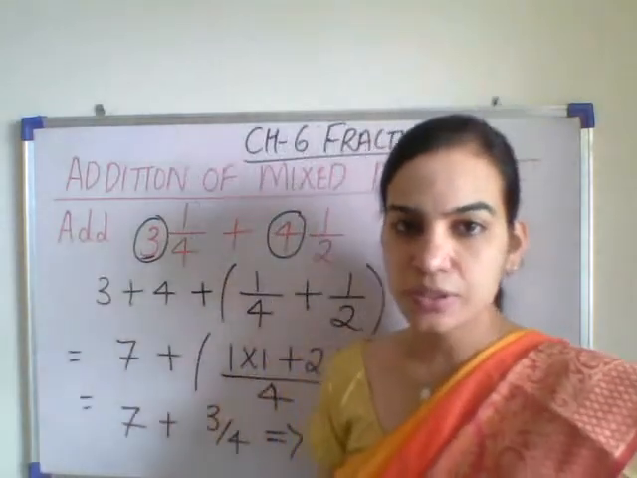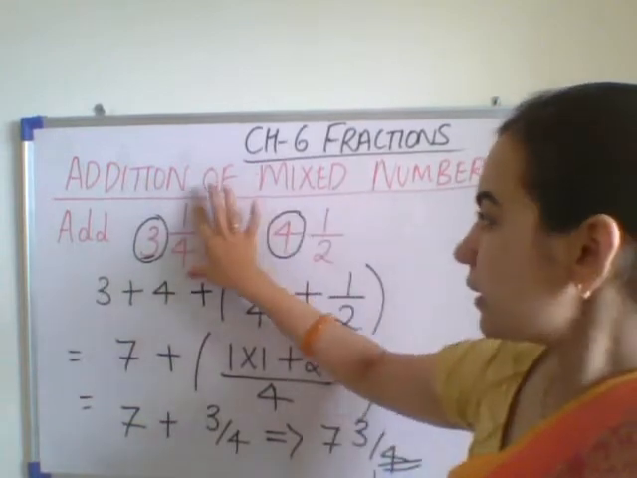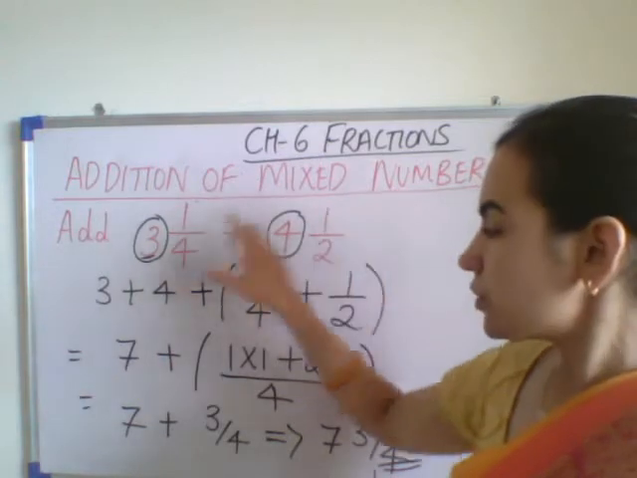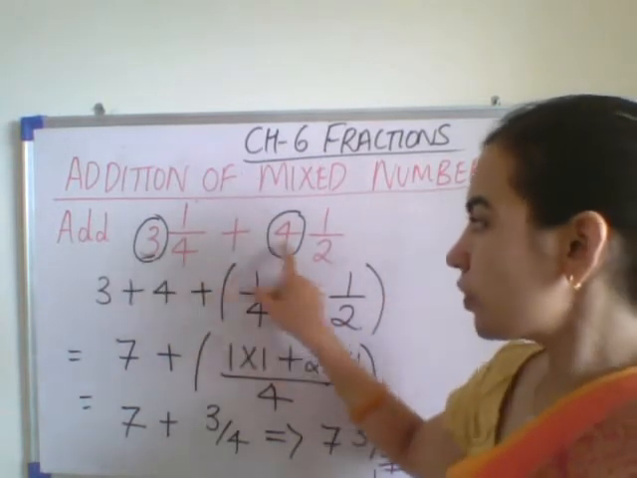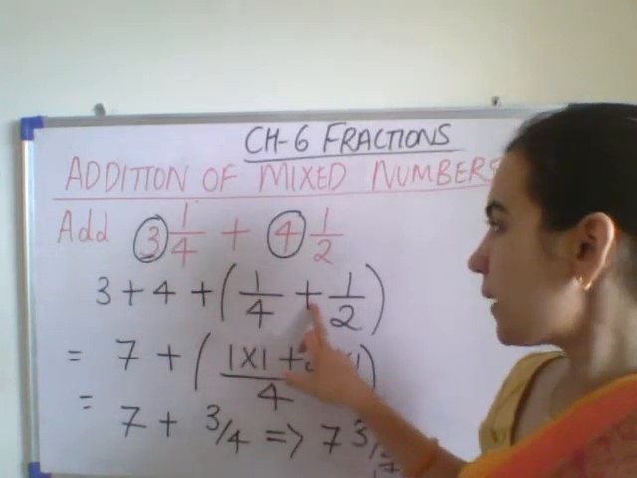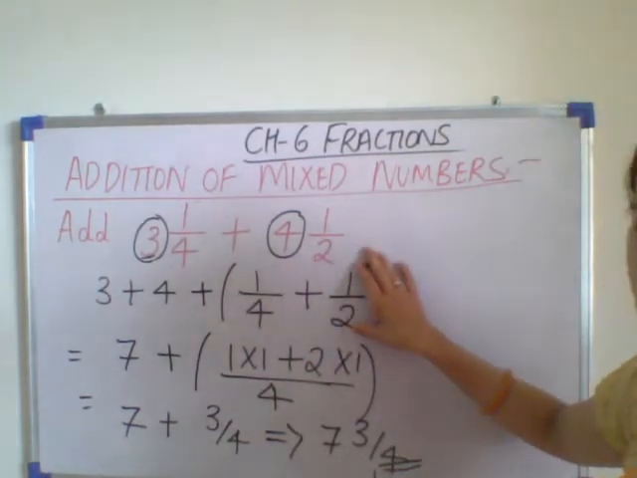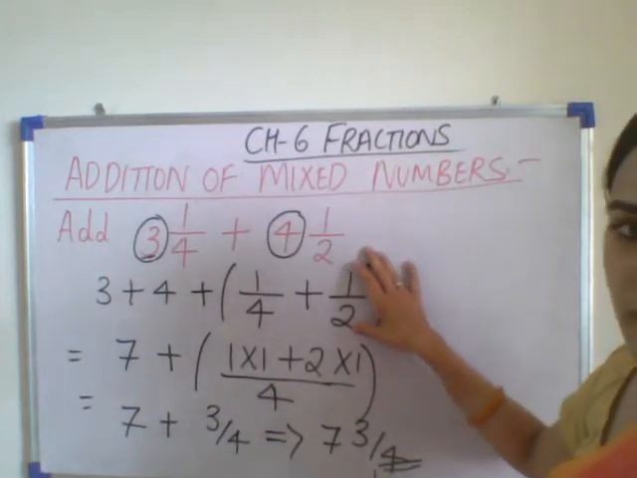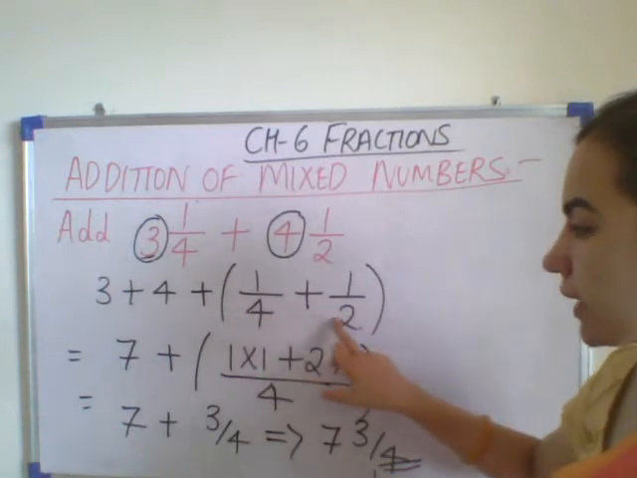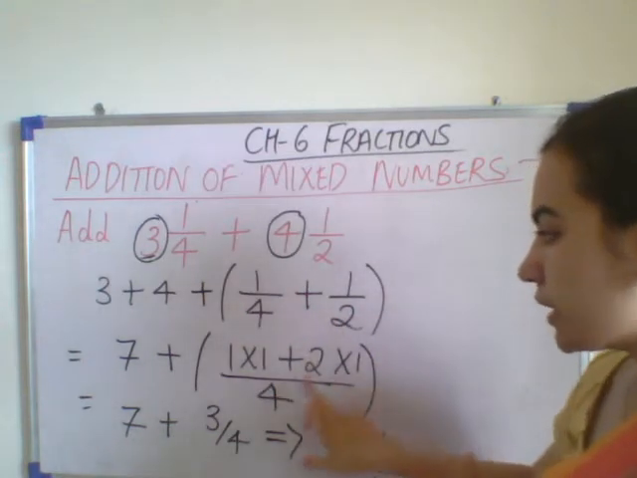So how to do the addition of mixed numbers? A mixed number contains a whole number, and the other part contains the fraction. So first of all, in order to add mixed numbers, you will add the whole numbers. 3 and 4 you will write separately, plus in brackets you will write 1/4 plus this half. Now the addition of fractions we have done in the previous exercise, exercise 6b. How did we do the addition? First of all, we find the LCM of the denominators. So the LCM of the denominators 4 and 2 is 4.